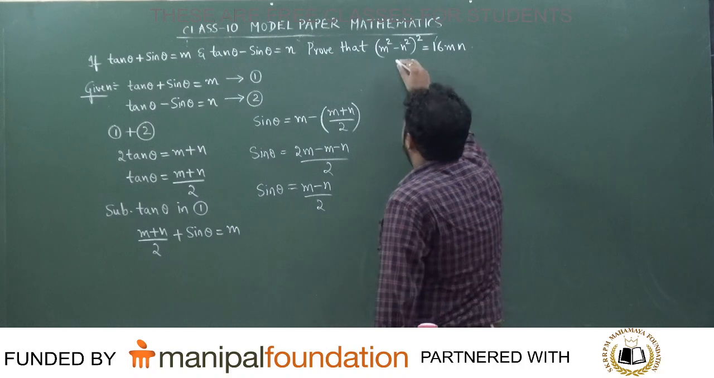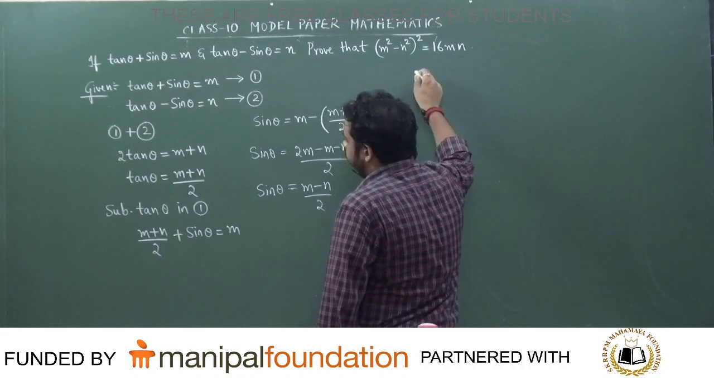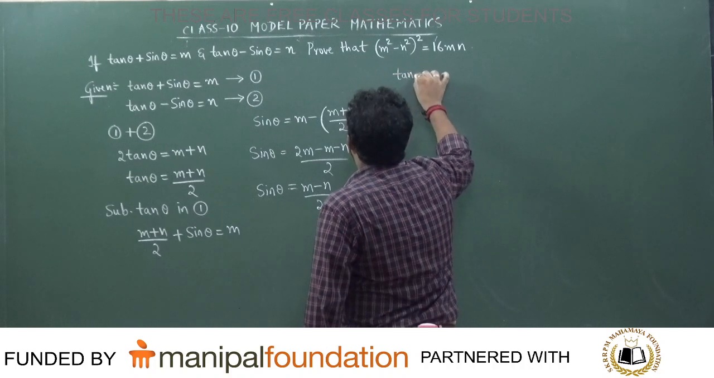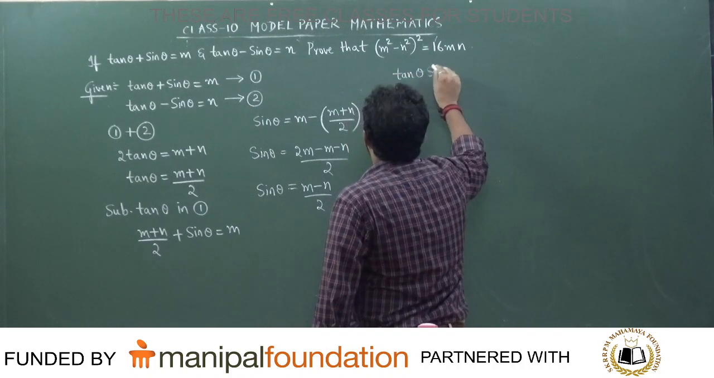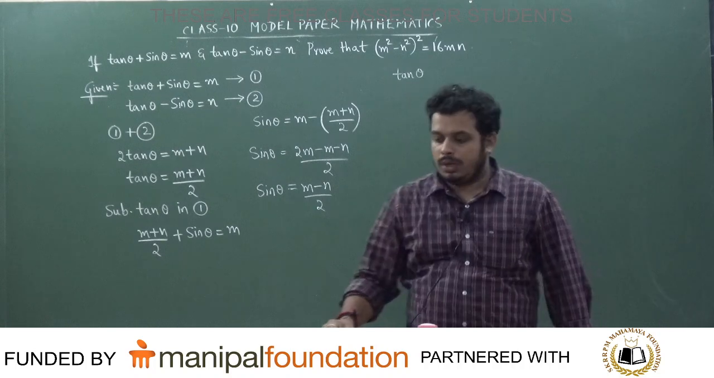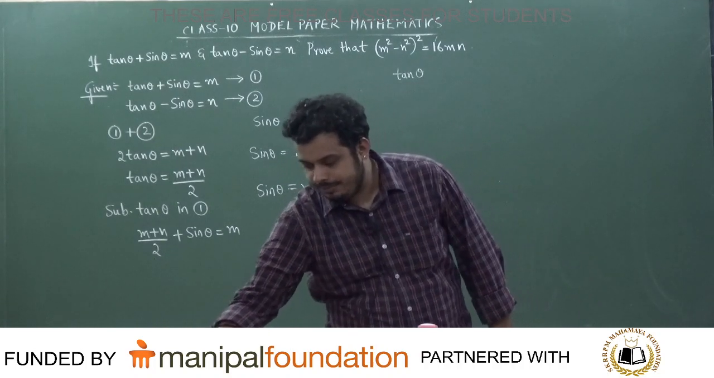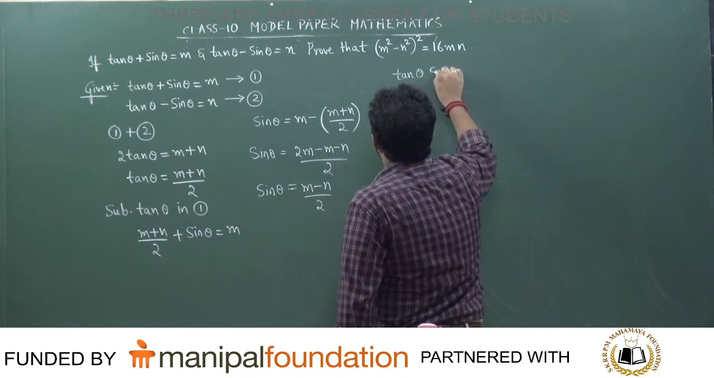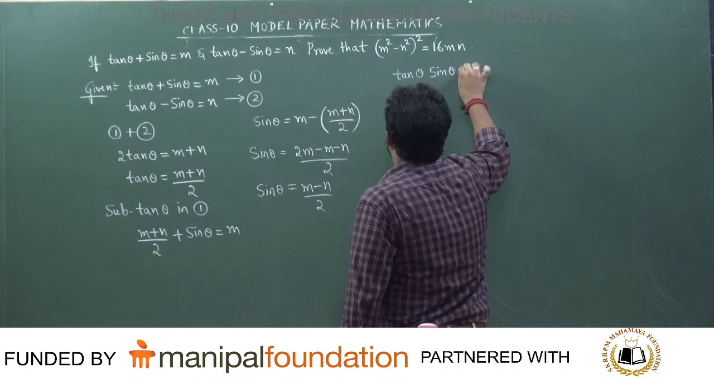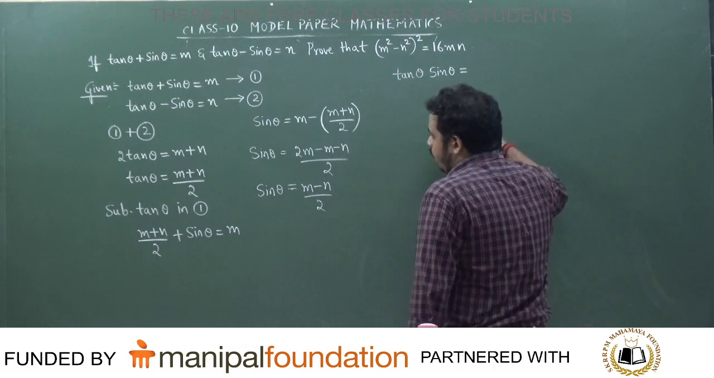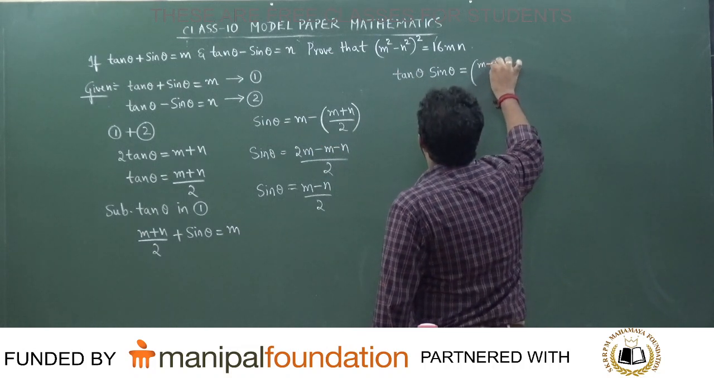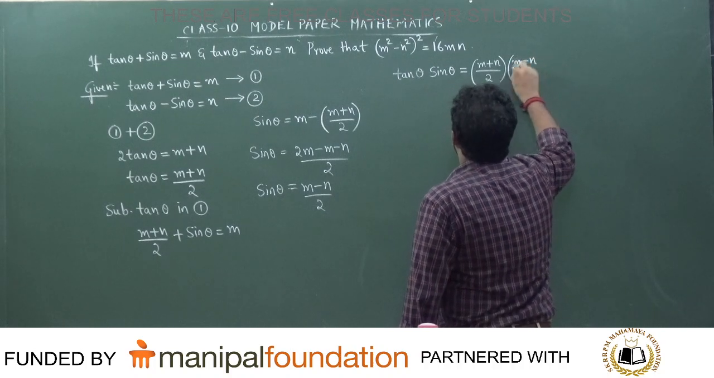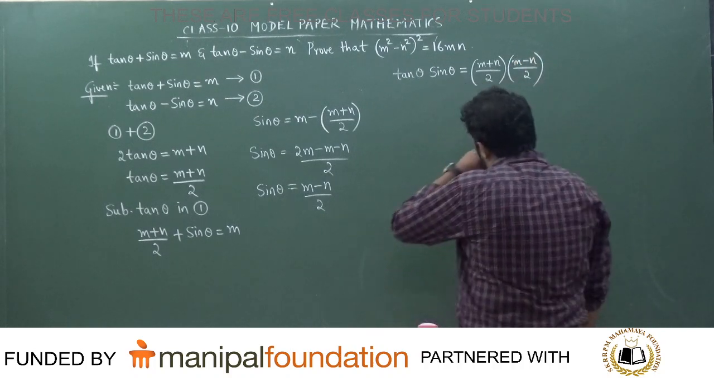Now, what we'll do is, m square minus n square is what we need, right? So what is tan theta into sin theta? We'll see this, students. Tan theta into sin theta, what do we get? We get m plus n divided by 2 into m minus n divided by 2. Is it correct or not?